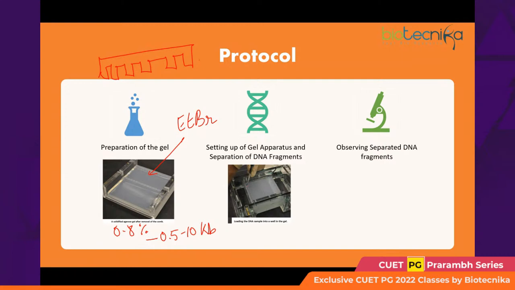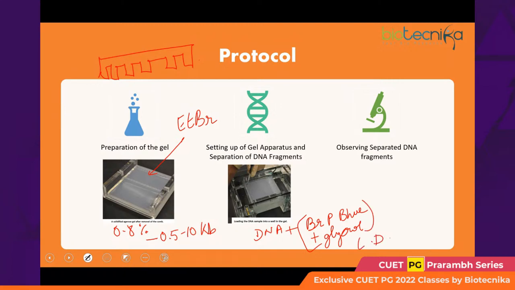Now, at the time of sample loading, what do we add? We are going to add our DNA sample plus the loading dye. What will this loading dye contain? The loading dye will contain bromophenol blue and glycerol. So DNA plus bromophenol blue plus glycerol. This is part of the loading dye.